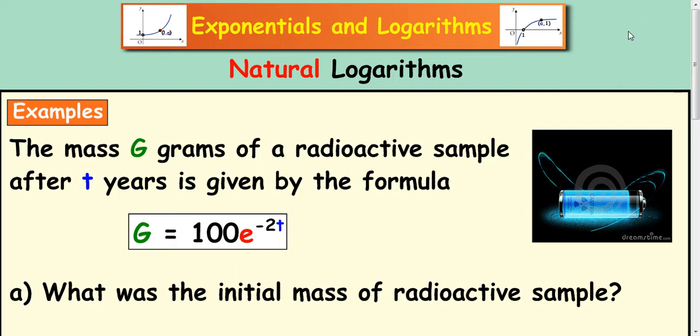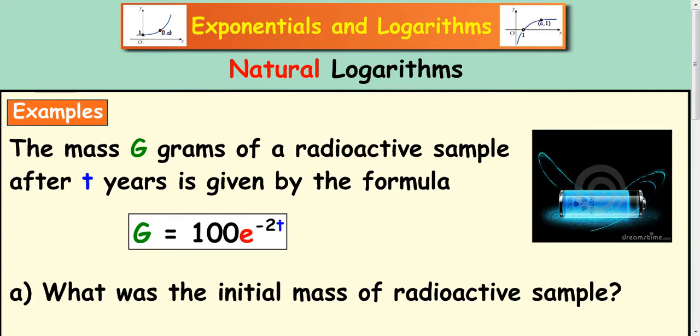In this lesson, we're going to look at how to use natural logarithms to solve real-life problems. So let's look at this example. The mass g grams of a radioactive sample after t years is given by the formula g equals 100e to the power negative 2t.